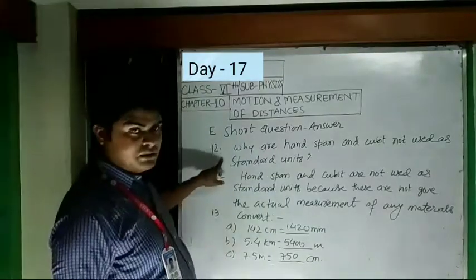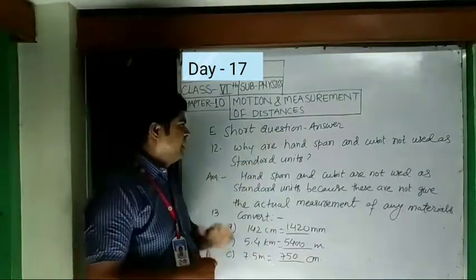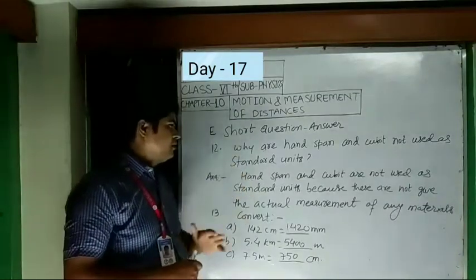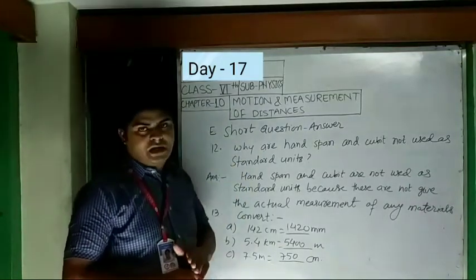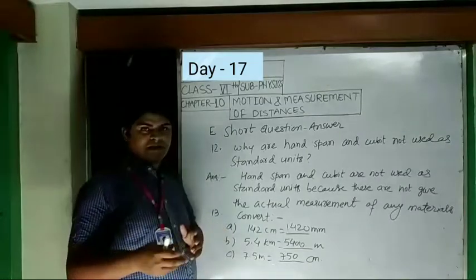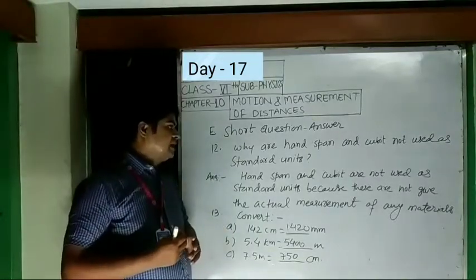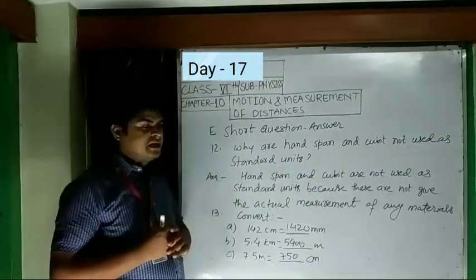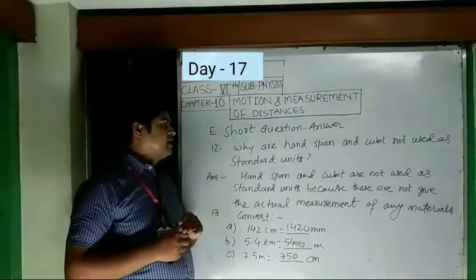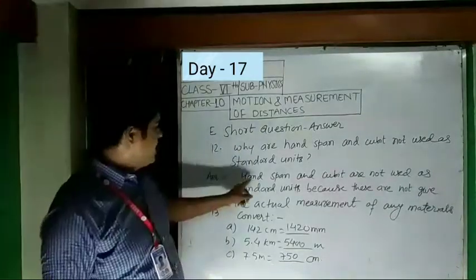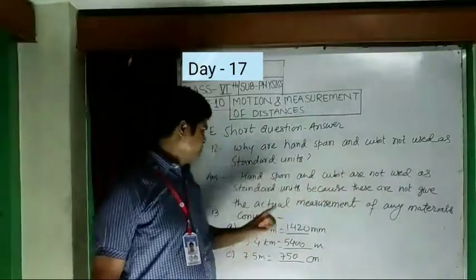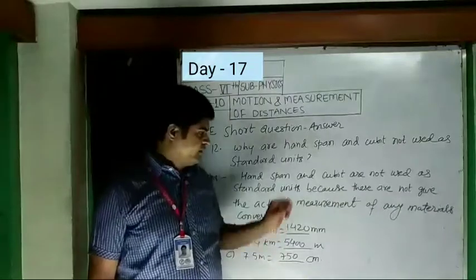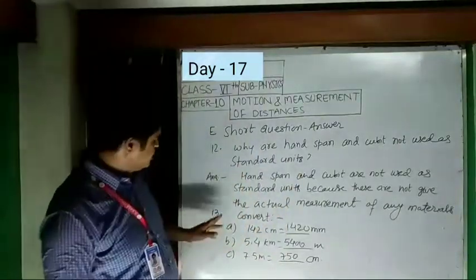Now see question number 12. Why are hand span and cubit not used as a standard unit? I have taught you that hand span and cubit vary from person to person, so we can say that these do not give the actual measurement of any materials. So these are not used as a standard unit. Hand span and cubit are not used as a standard unit because they do not give the actual measurement of any materials. Now question number 13.